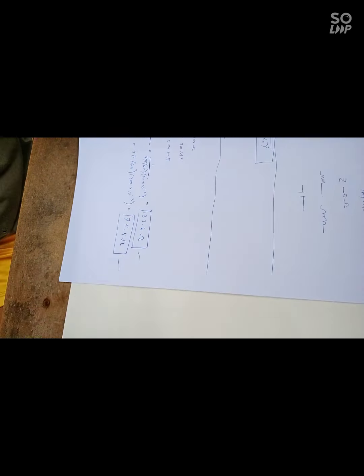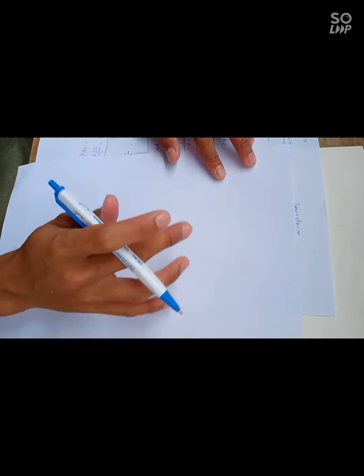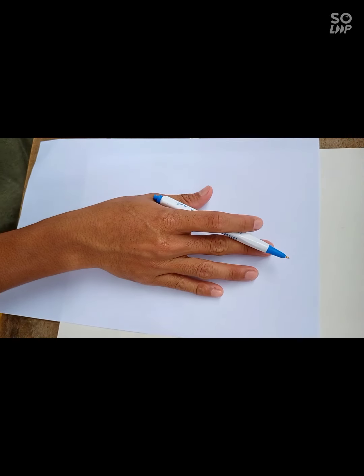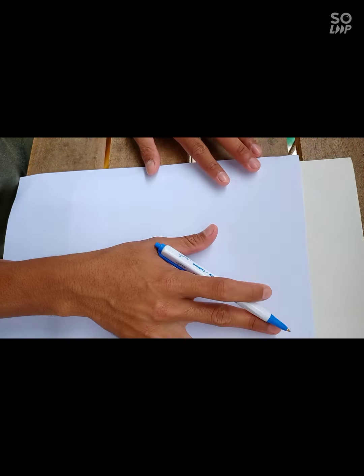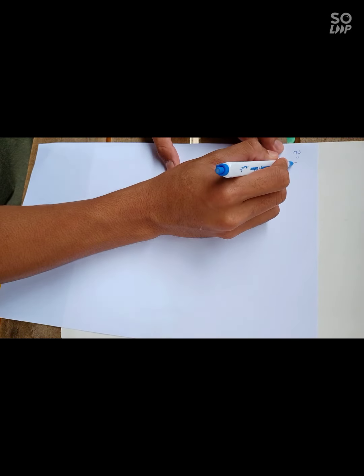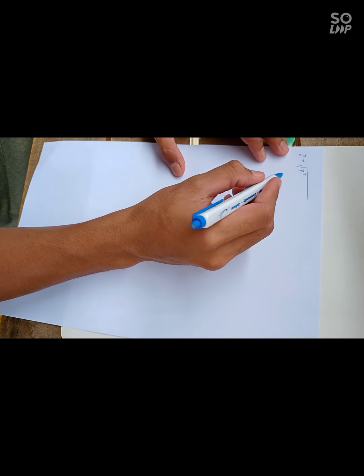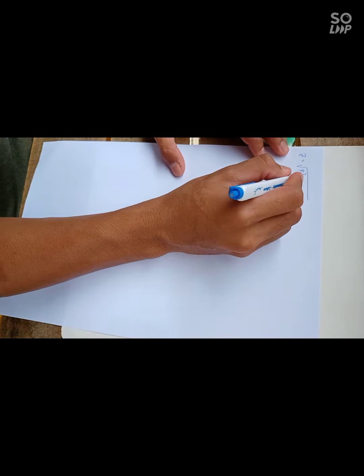Now we will solve the impedance. The formula of impedance is the square root of R squared plus the inductive reactance minus the capacitive reactance, squared.